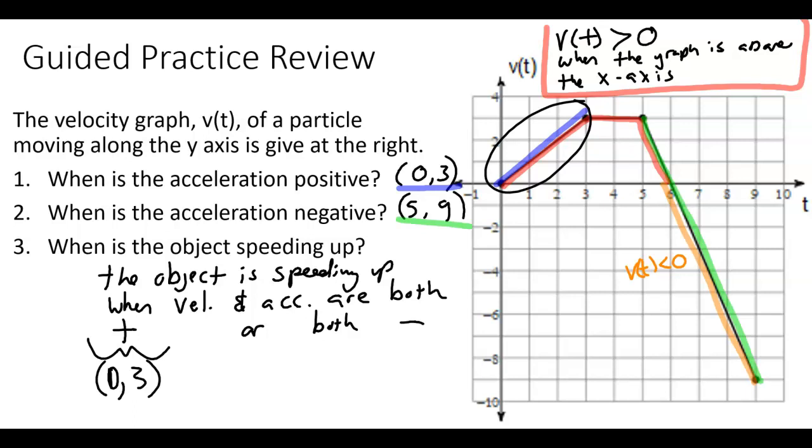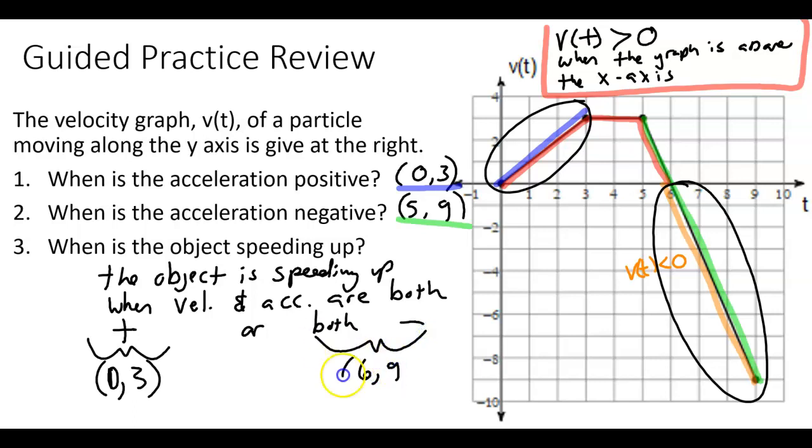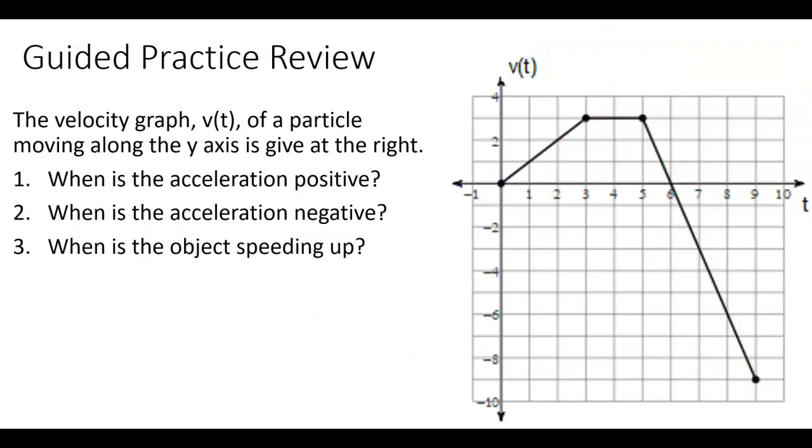But we're also speeding up on the interval where they're both negative. Now, the green line tells me where the acceleration is negative, and the orange line tells me where the velocity is negative. So in this case, they're both negative here. And so that would be from 6 to 9. So those are the intervals where it's speeding up, which would mean all of the other intervals are either slowing down or not changing at all. So we have our answer there.